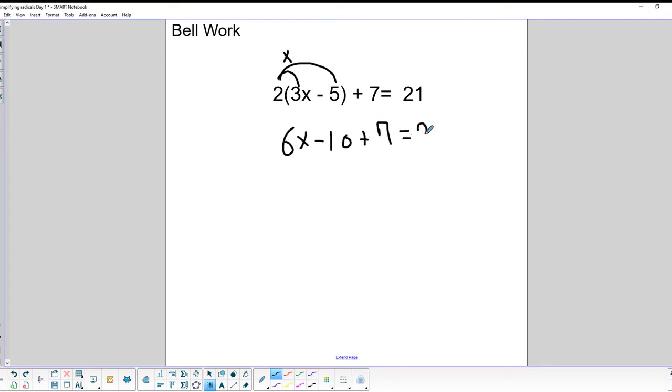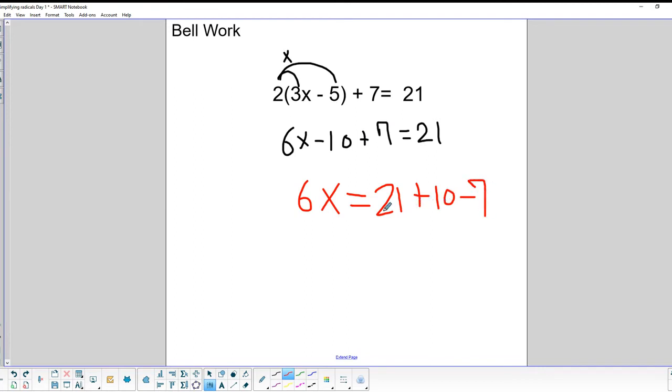equals 21. All right, so now I'm going to collect the like terms. I've got a 6x on the left side, and everything else is a constant. So we have 21 on the right side, and that minus 10 is going to move to the other side and become plus 10. And this plus 7 is going to move to the other side and become minus 7.